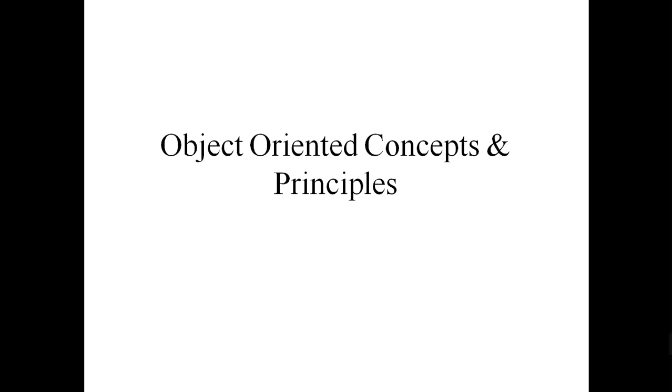Now we are going to see object-oriented concepts. Here C is a procedure-oriented programming language, while C++ is an object-oriented programming language. The object-oriented approach is meant to remove some of the drawbacks of the procedural approach. So what are the differences between object-oriented concepts and procedure-oriented concepts?